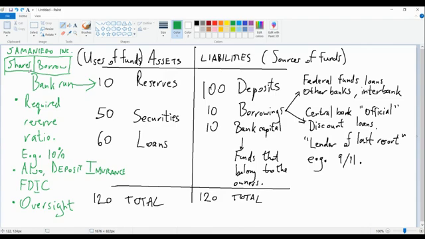Any questions, comments, thoughts about all of this? About bank balance sheets? This is our first pass at bank balance sheets. We'll come back to this after the break.